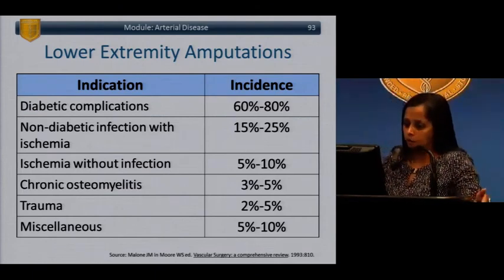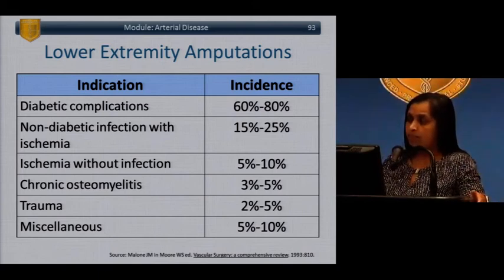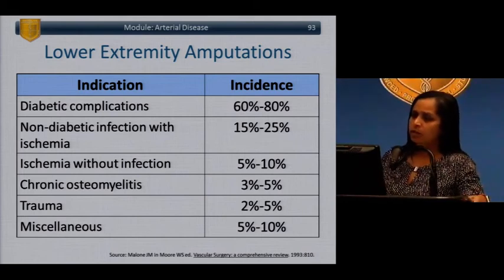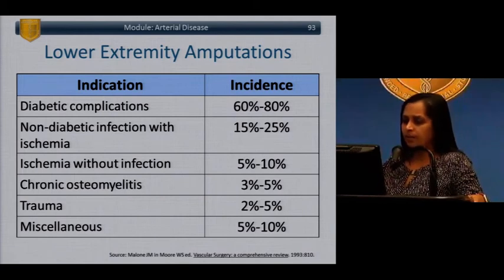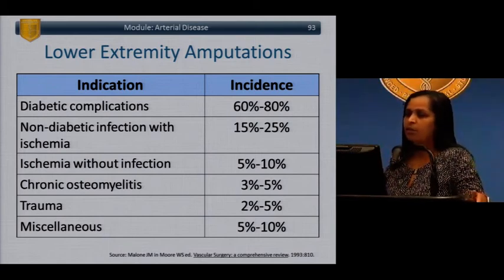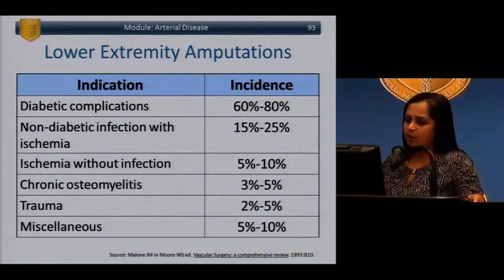So we perform lower extremity amputations for a number of different disease processes. Diabetic complications are probably the most common reason. Infection with ischemia from other causes follows. Ischemia without infection probably explains 10% of the amputations that we perform. And then osteomyelitis, trauma, and other causes.